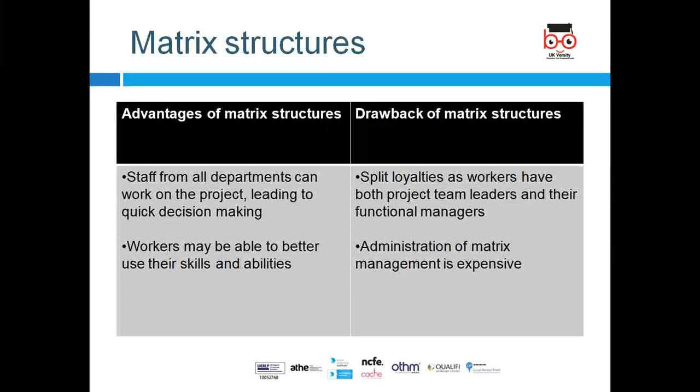Like if you hire somebody from an agency, you say, sorry, we are short of workers, send us some workers. They're not really loyal to the organization. They say, I'm here 2 days, why should I work hard? I'm just here for my hours. Also, administration of matrix management is very expensive. So we need centralization.